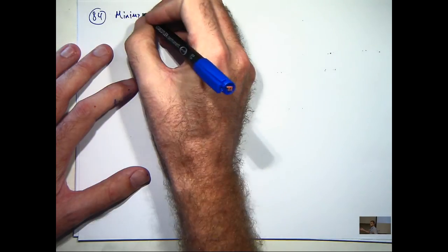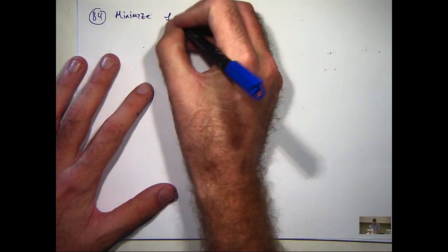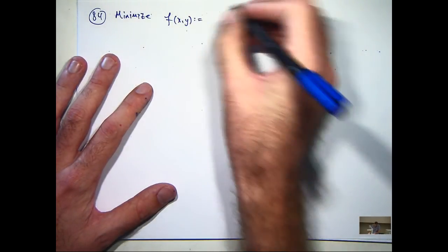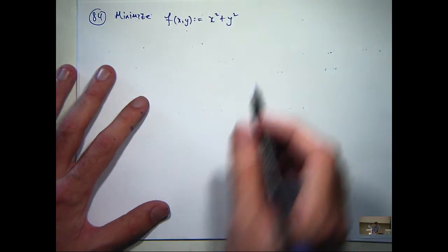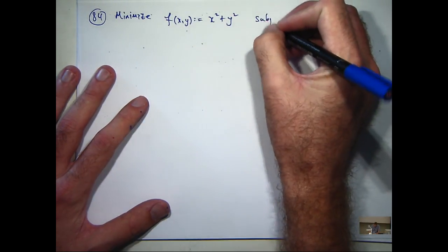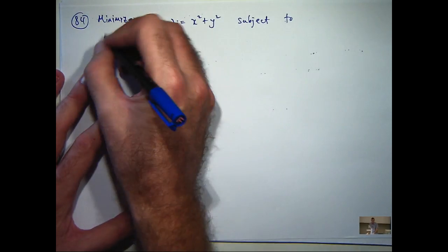So what's the function we want to minimise here? Right, so we could either have root x squared plus y squared, or just forget the square root sign because it's easier and seems to make more sense to work smarter, not harder. So we want to minimise this function subject to our constraint.